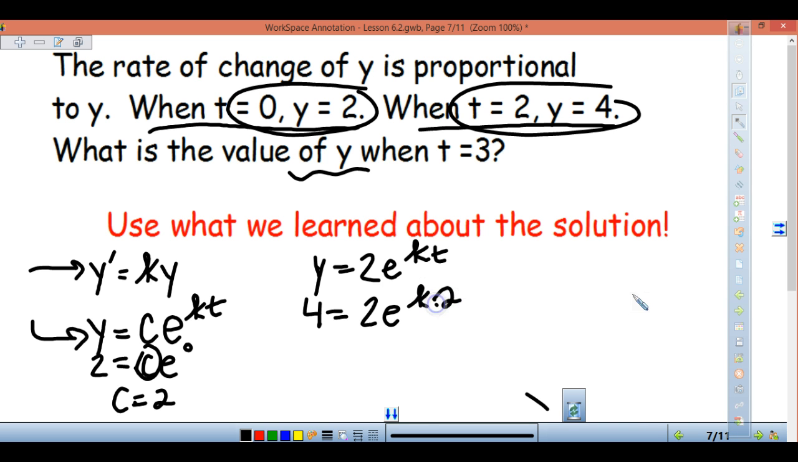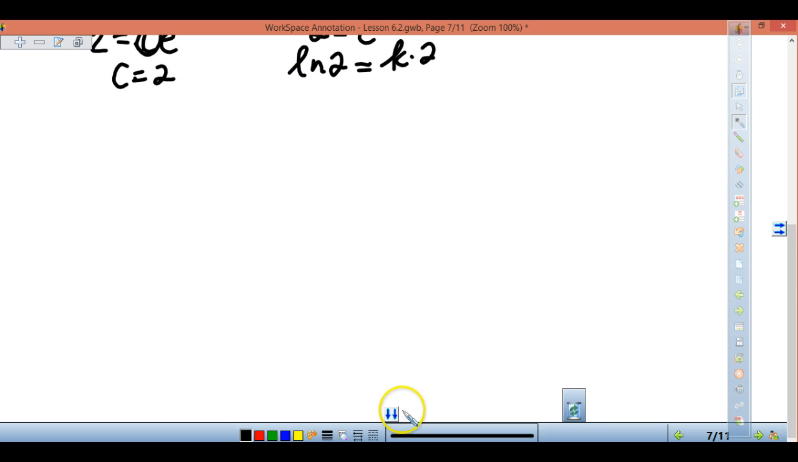Okay, and I want to solve for k. So if I'm solving for k, I need to isolate e. So I divide both sides by 2. To get k out of that exponent, I need to natural log both sides. So natural log of 2. When I natural log e, it cancels. So I end up with 2k.